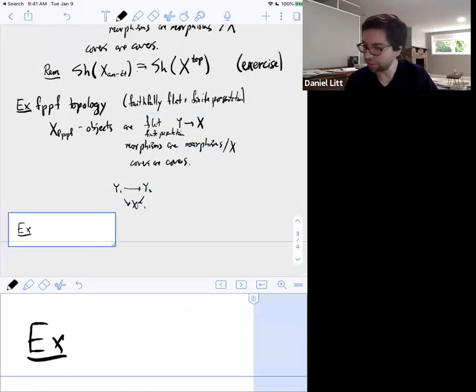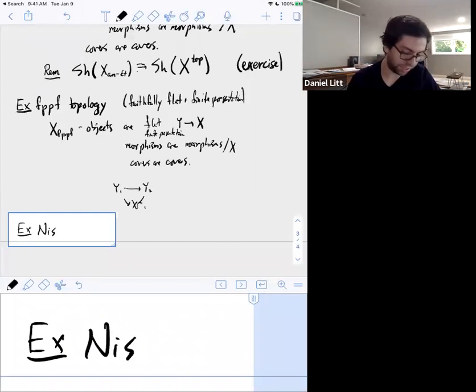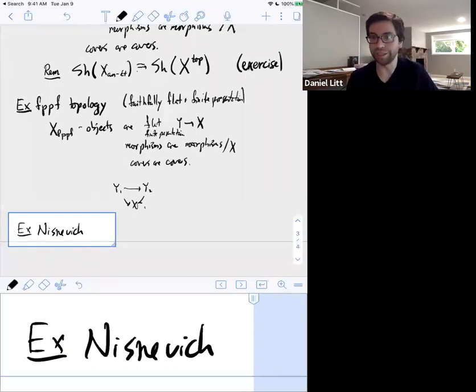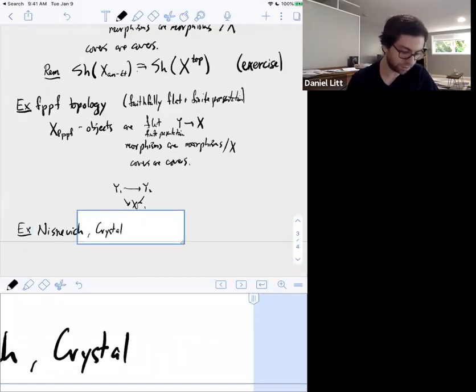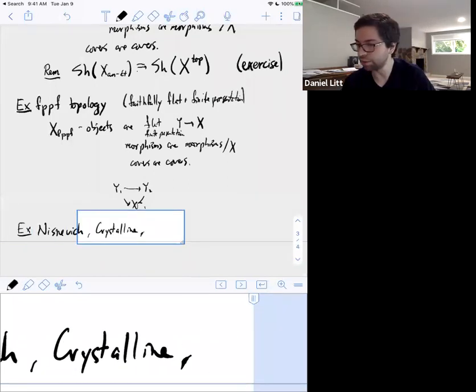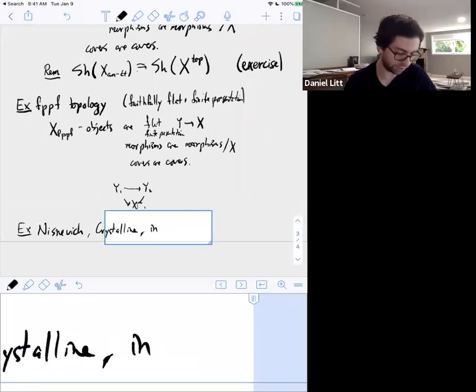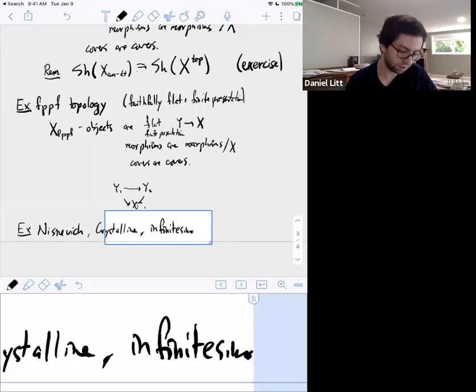All right. So let me give you a bunch of other examples. These are just names. There's something called the Nisnevich topology, which lives between the Zariski and the étale topology. There's an object called the crystalline site, and that's used in defining crystalline cohomology. There's a closely related object called the infinitesimal site.